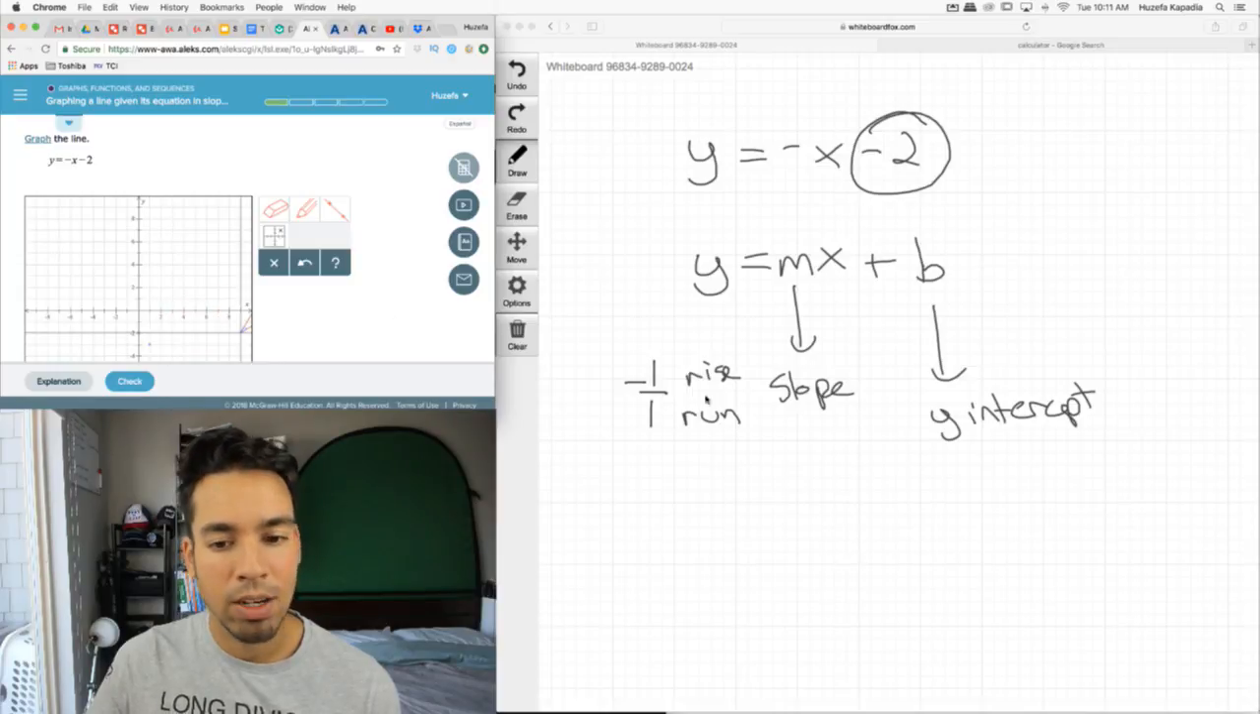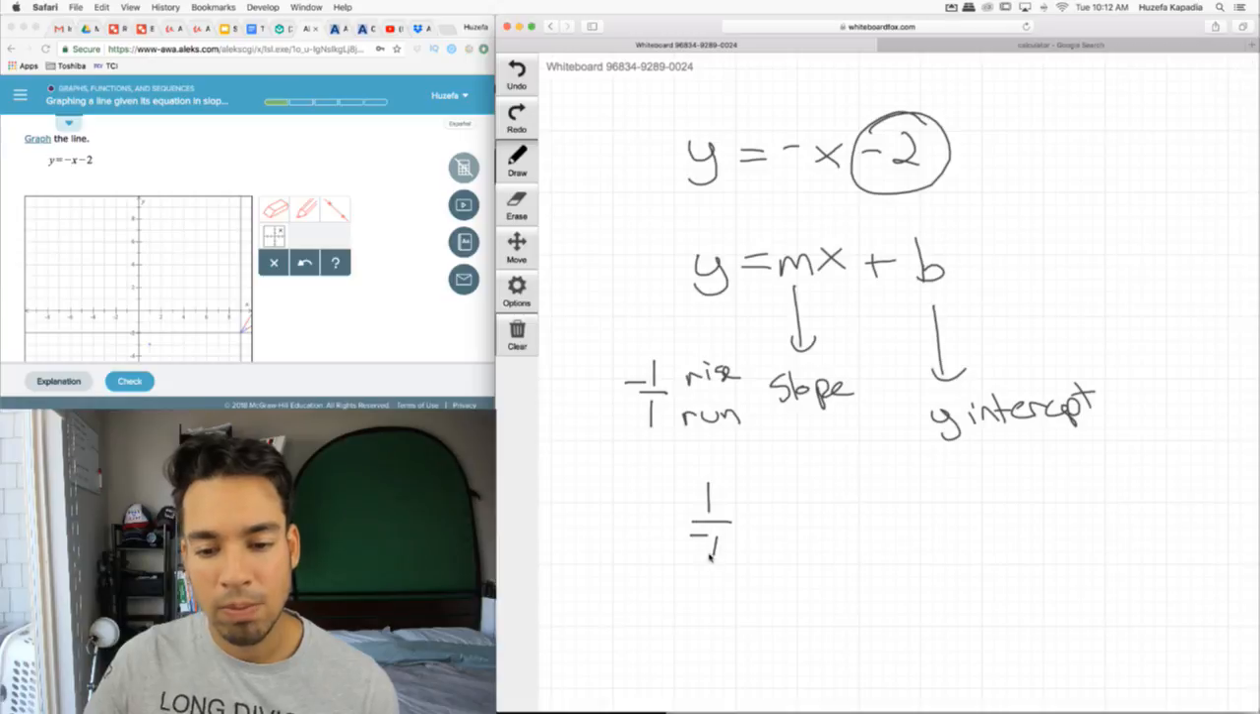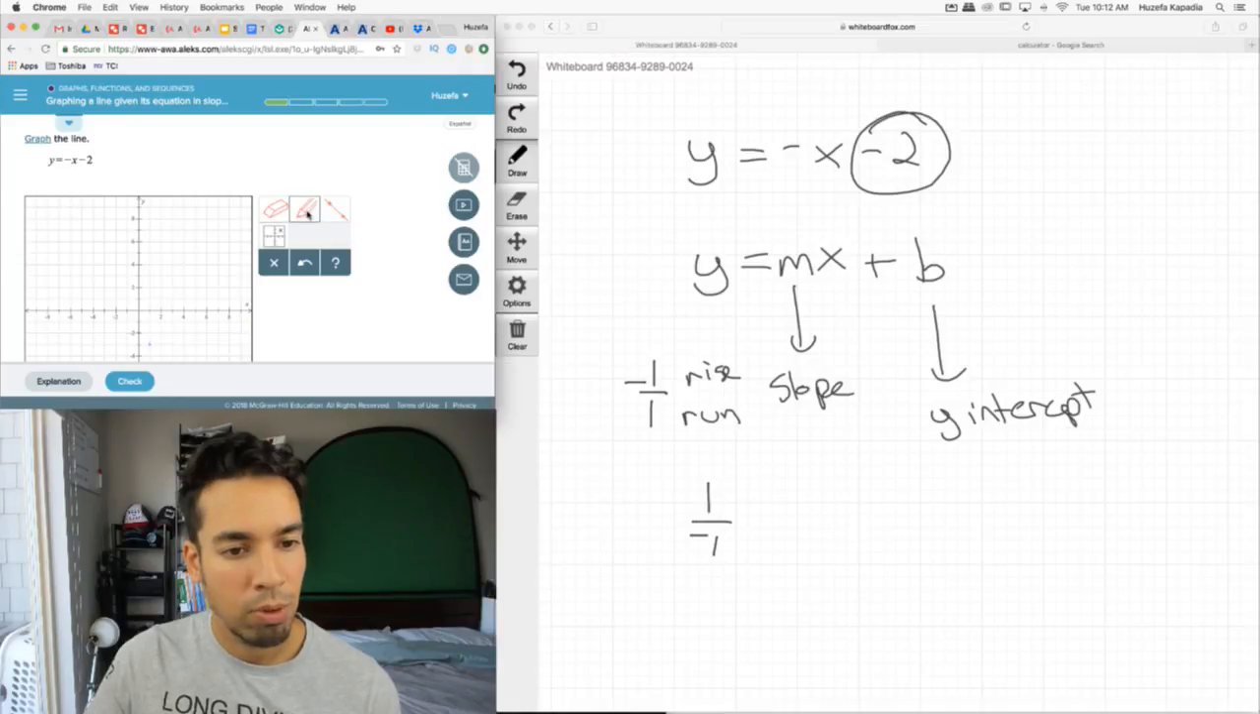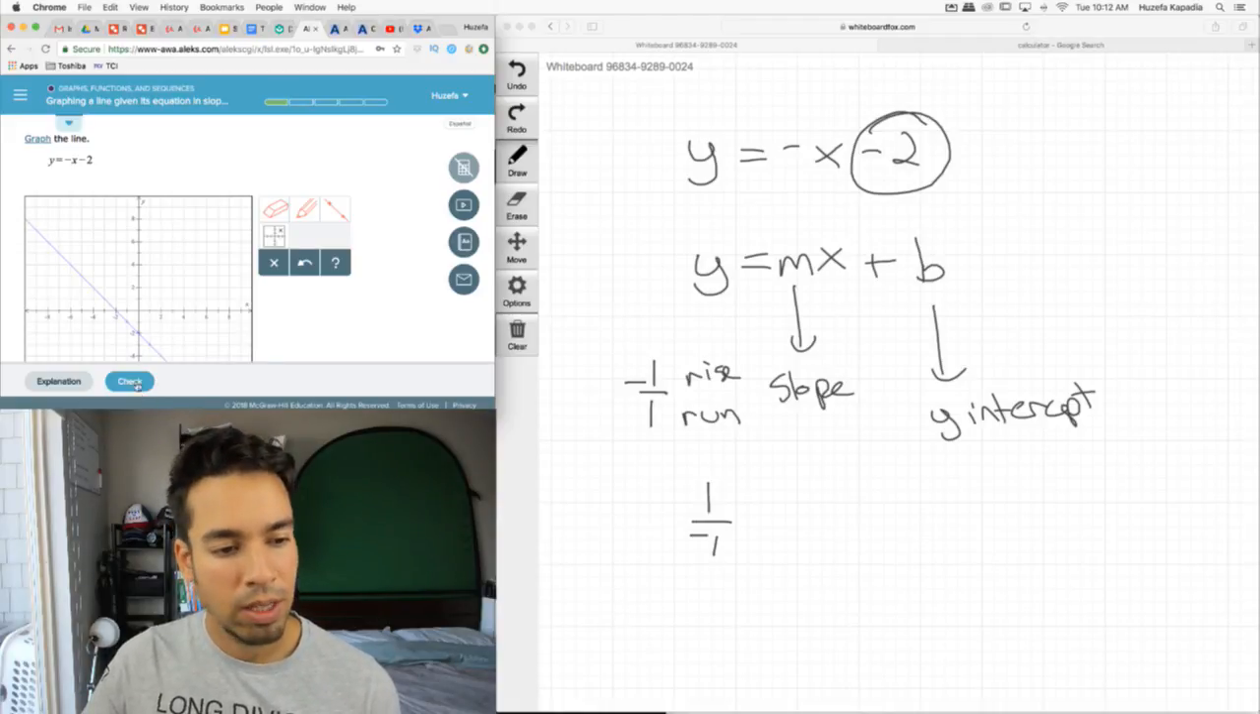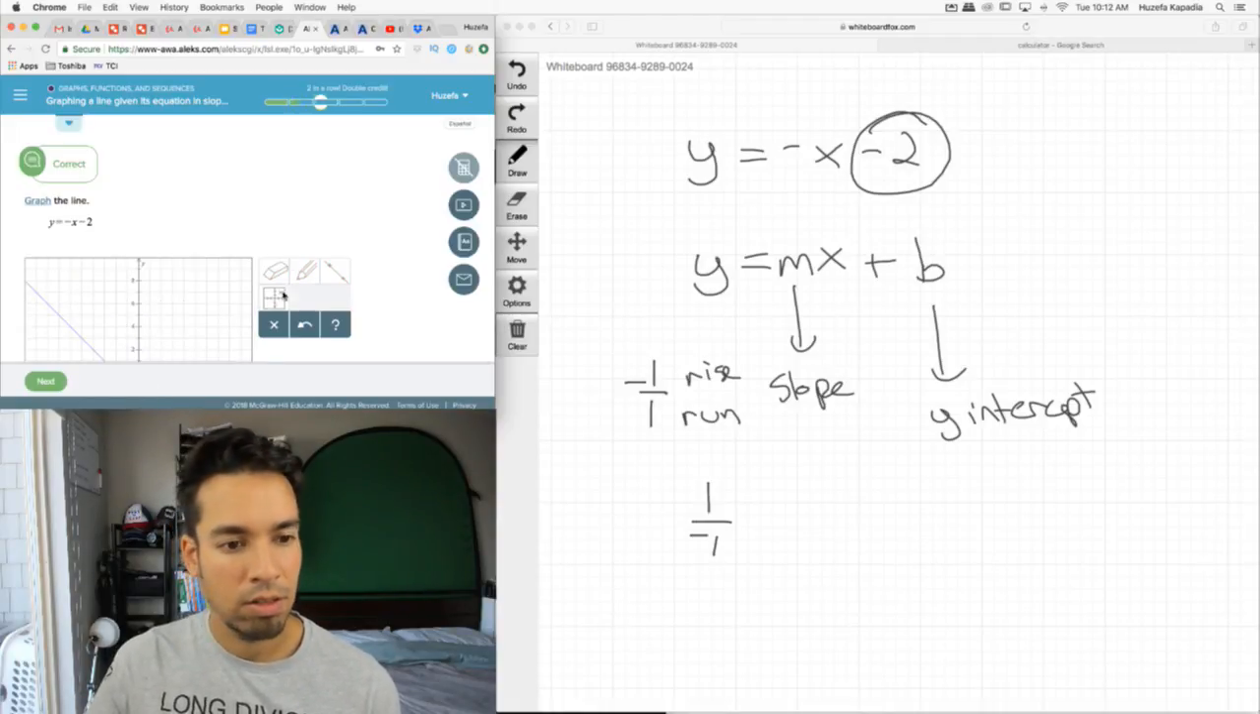The reason why it doesn't matter where you apply it is if we had written it like this, 1 over negative 1, to go to the next term I'd say a rise of positive 1 and a run of negative 1, and my point would be here. But that's the same line. You see, it doesn't matter. We're still creating the same line. So it's irrelevant. And that's your line right there, and we are done.